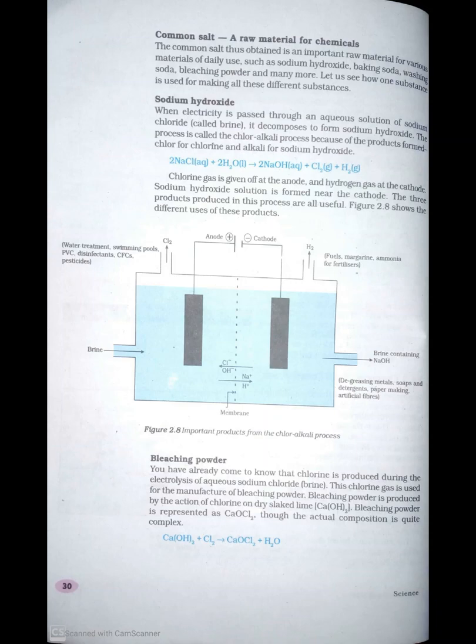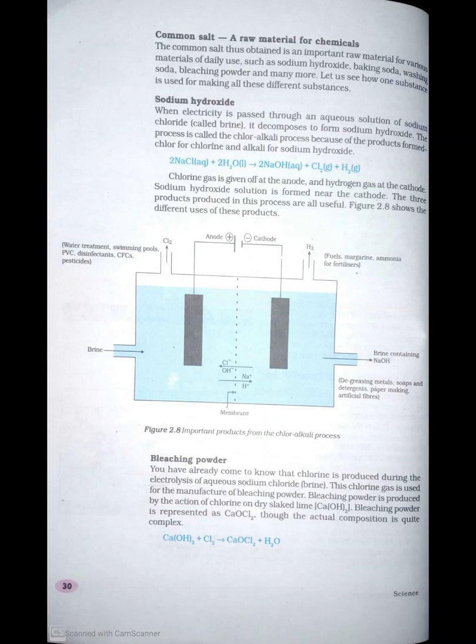Chlorine gas is given off at the anode and hydrogen gas at the cathode. Sodium hydroxide solution is formed near the cathode. The three products produced in this process are all useful. Figure 2.8 shows the different uses of these products. In figure 2.8, important products from the chlor-alkali process are given.